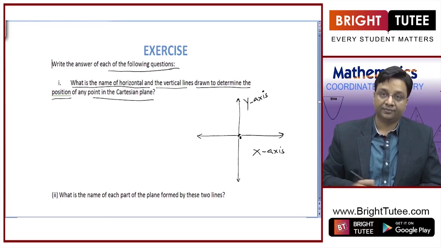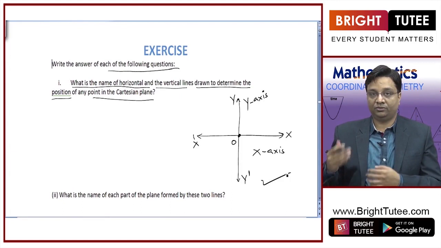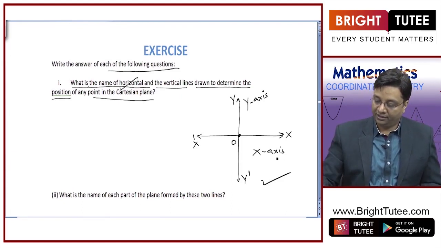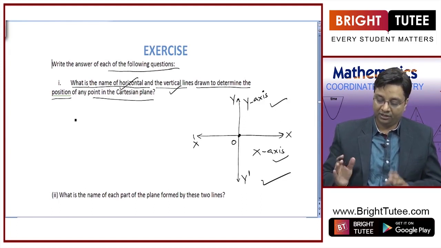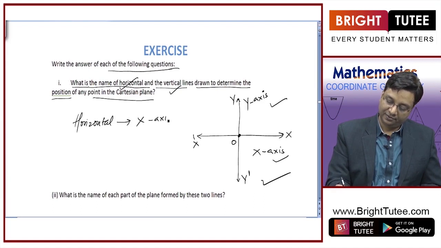Okay. I am not writing X, O, X dash, or you can write it here. This figure I have just made to visualize the problem. Okay. So, what is the name of the horizontal line? X-axis. What is the name of the vertical line? Y-axis. Now, this is the Cartesian plane. So, the horizontal line is the x-axis, and the vertical line is the y-axis.